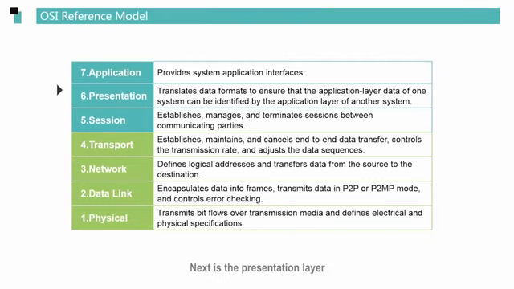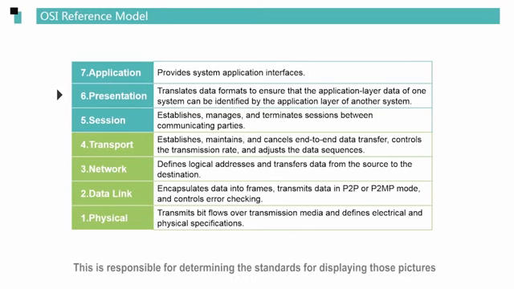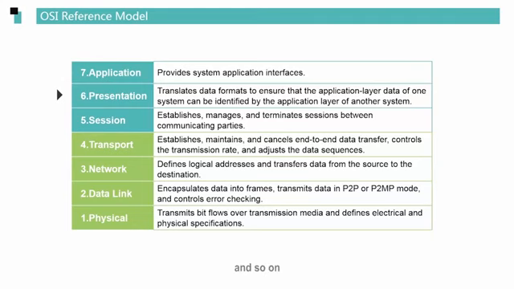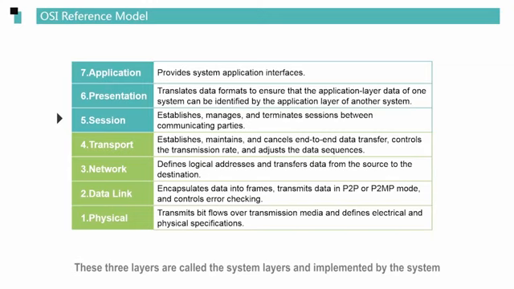Next is the presentation layer. This is responsible for determining the standards for displaying those pictures, texts, and so on. The session layer is used for setting up, maintaining, and tearing down sessions between nodes. These 3 layers are called the system layers and are implemented by the system. The following layers are responsible for transmitting the data from its source to its destination.